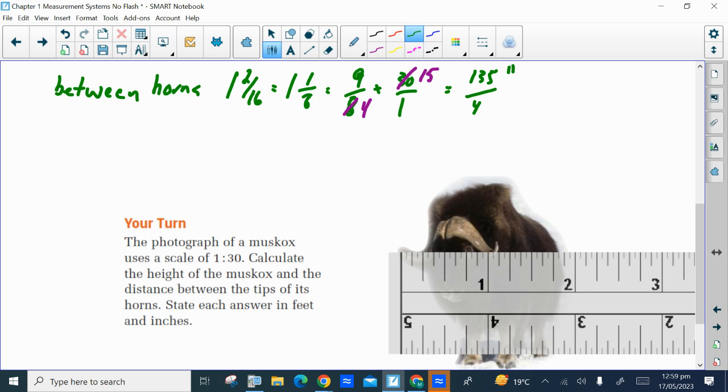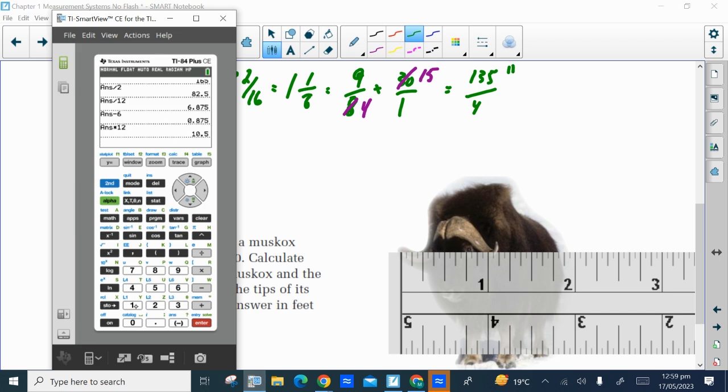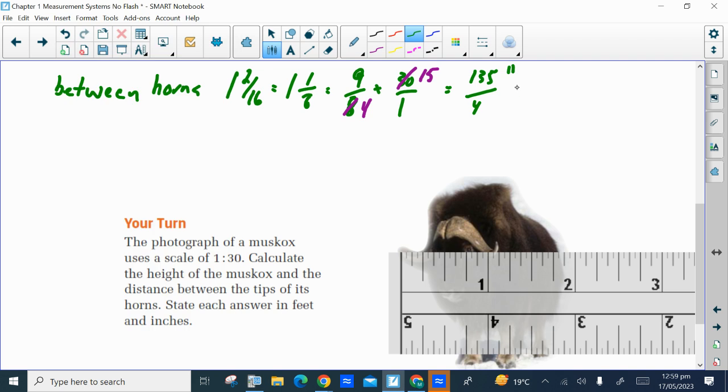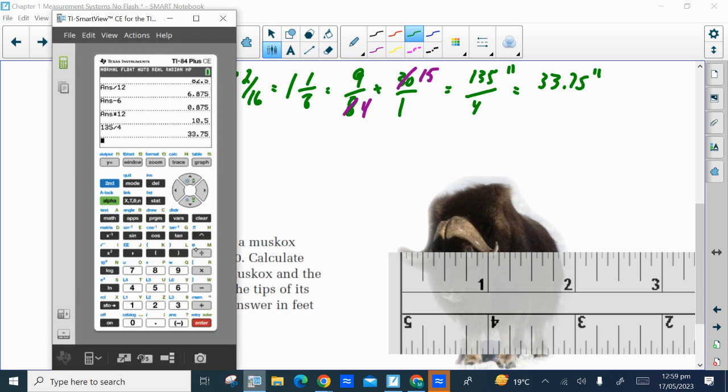We use the ruler that was in inches. We multiply by our scale factor. Keeps it in inches. We can go 135 divided by 4 to get it as a decimal. 33.75 inches. And then to convert that into feet, we divide by 12, because again, there's always 12 inches in a foot. So that's 2.8125 feet.